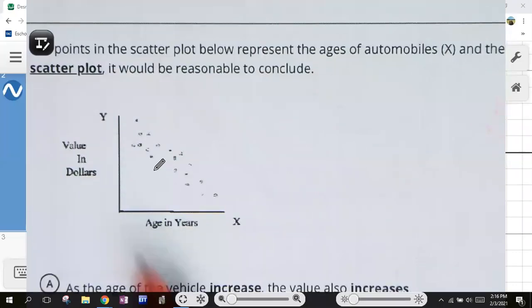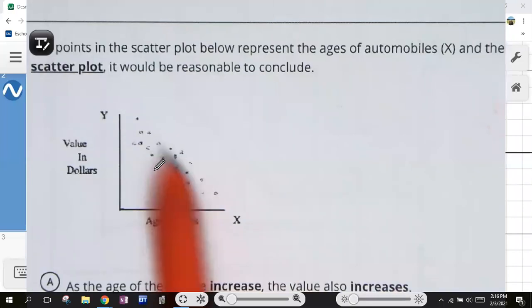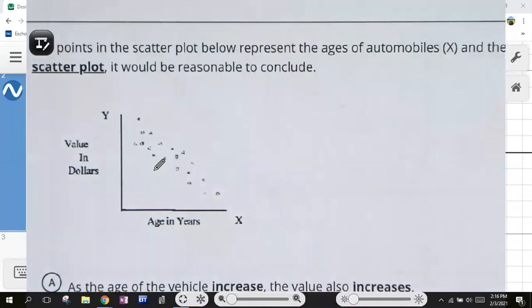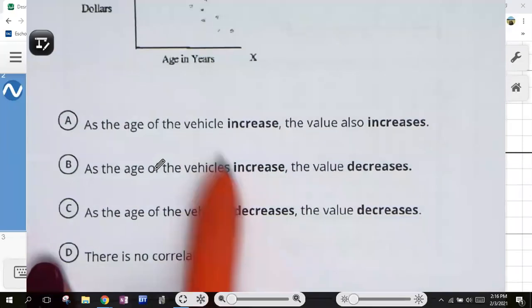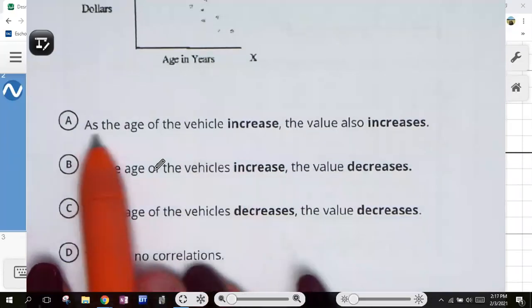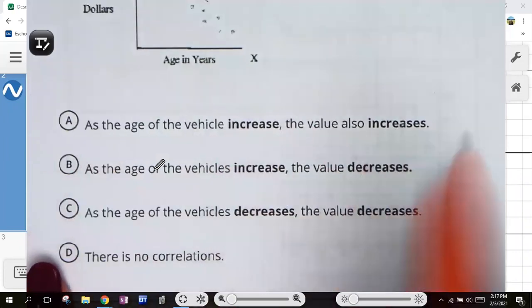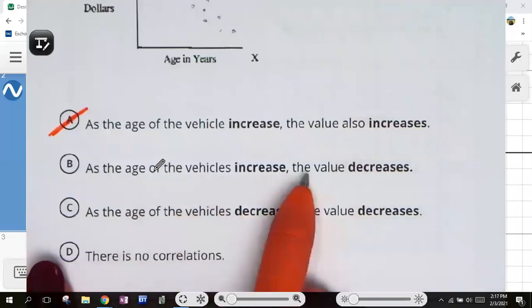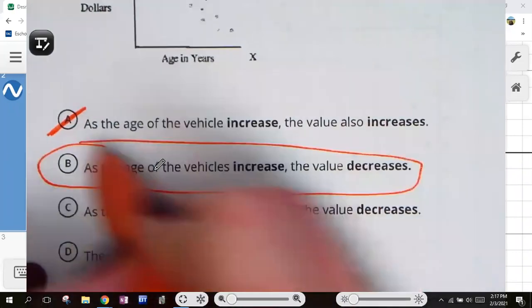And you can see that graphically here. The age is going up. The price is going down, right? The value is going down. So it just wants us to describe that trend. Let's read the first one. As the age of the vehicle increases, the value also increases. Is that true? No. As the age of the vehicle increases, the value decreases. Is that true? Yes. All right, so it's not C, it's not D.